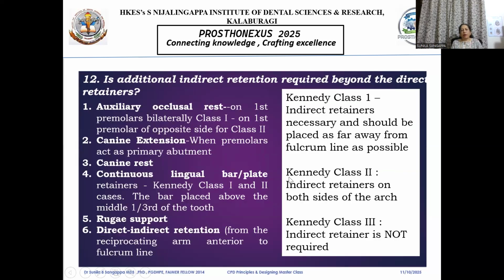So what would be the number of indirect retainers? In Kennedy's class 1, it is necessary that we place it as far away from the fulcrum line as possible. And in Kennedy's class 2, we have it present on both the sides of the arch, whereas in Kennedy's class 3, we do not have an indirect retainer. What would be the design of the indirect retainer? It can be an auxiliary occlusal rest, a canine extension, or a canine rest, a continuous lingual bar or a plate. In maxillary dentures, we can have the Ruge support and also the direct-indirect retention from the reciprocating arm anterior to the fulcrum line.